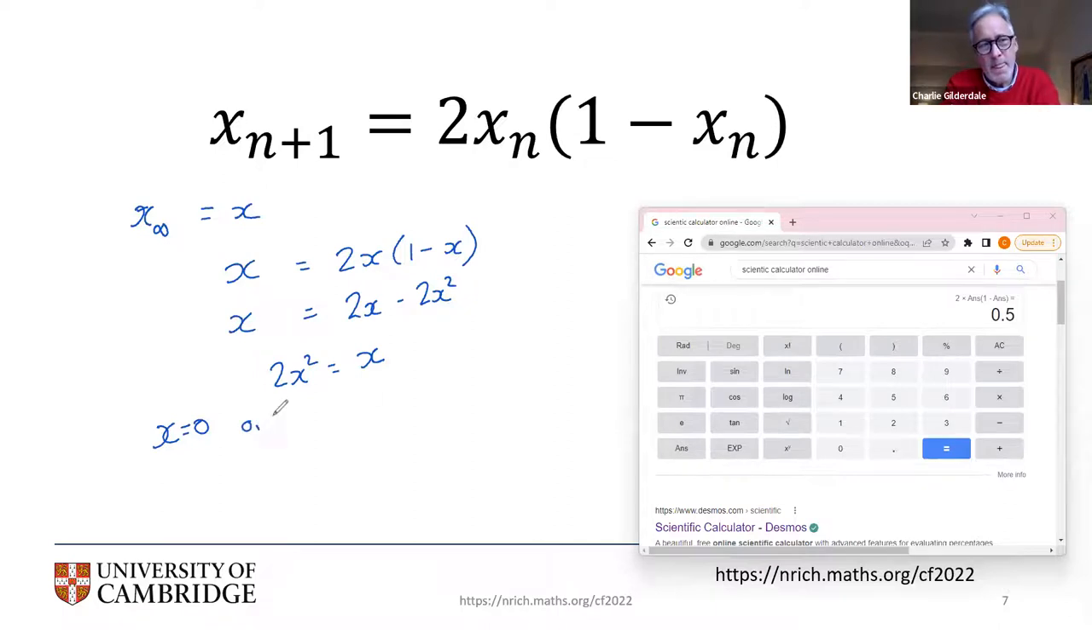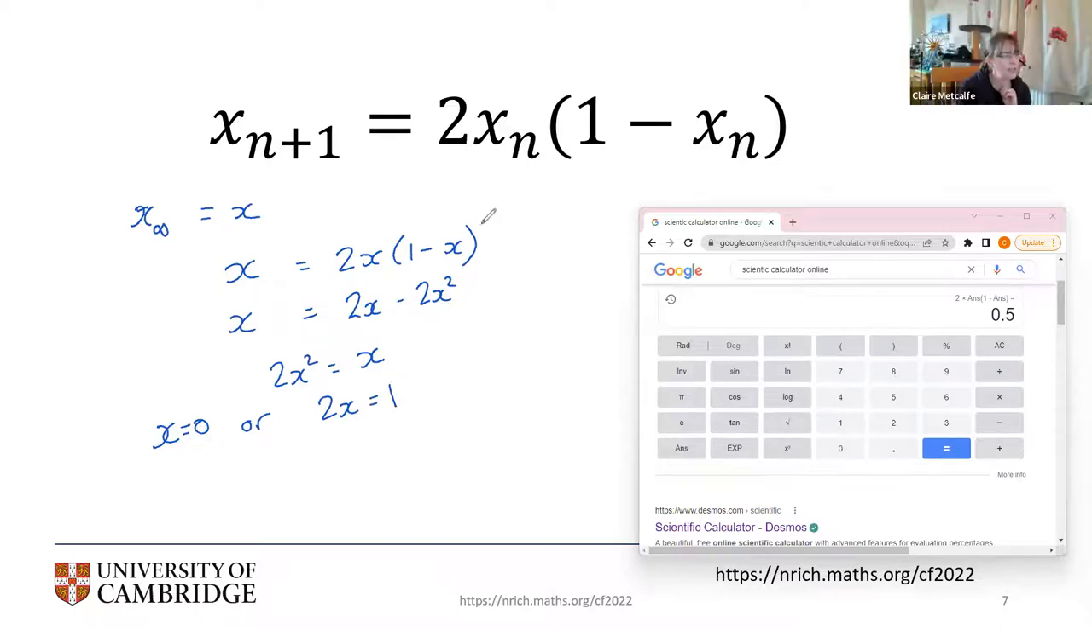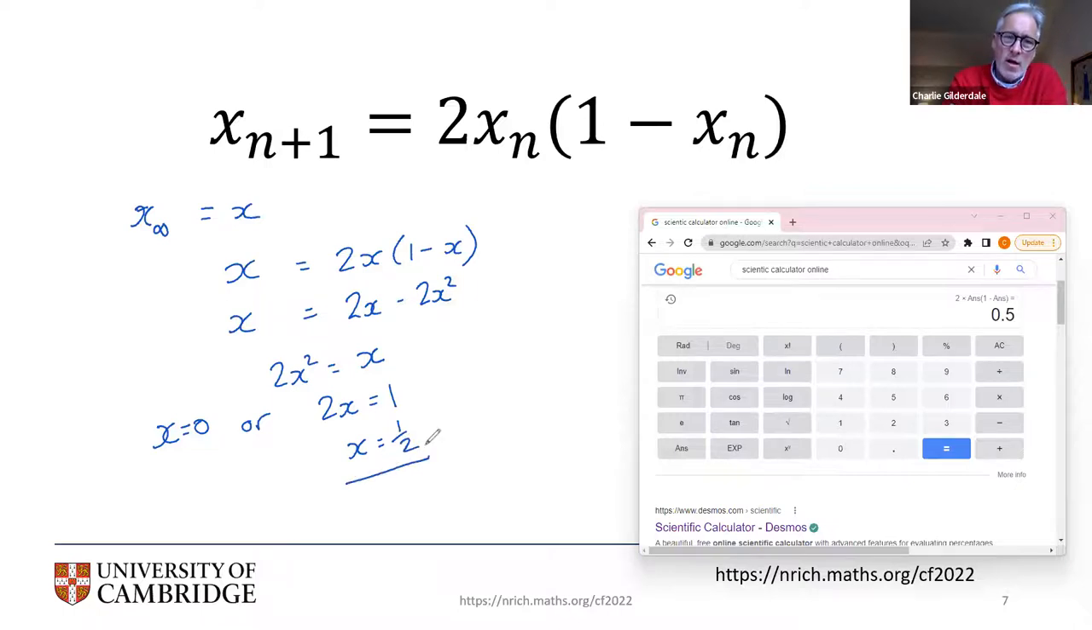And actually, if you put in x equals 0, you'll always get 0. So if you have no Quizzles at all, you're never going to get any Quizzles. Yeah, and this is what's called a stable point of our iteration. If you stick in 0.5, you stay on 0.5.